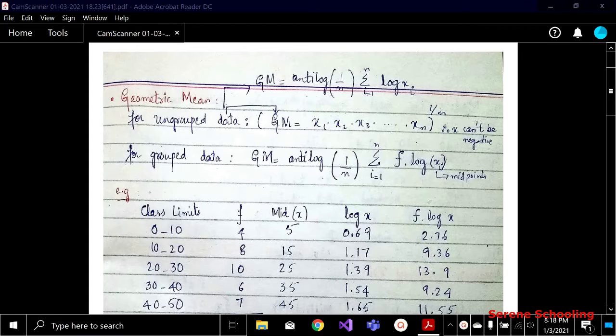Now in this video we will see the geometric mean. In the previous video we have seen the arithmetic mean. So basically what is the geometric mean? You can say that it is the positive nth root of n positive values, like here, the nth root of the positive n values x1, x2, and so on up to xn.